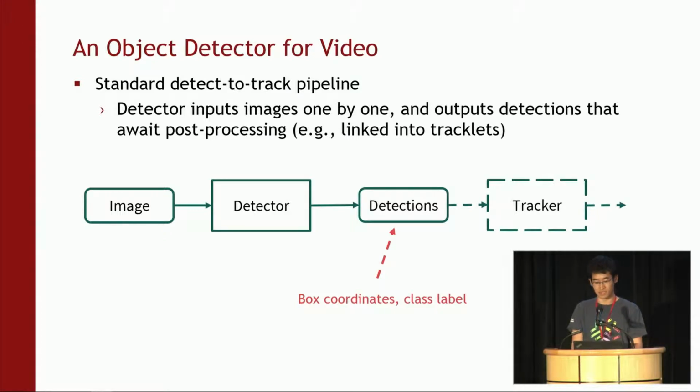And now we talk about the design of the CaTDet system. So first, we would like to start with a standard detect-to-track pipeline. In this pipeline, the detector takes images 1 by 1 and outputs the detections for each individual image. Here, a detection means the bounding box surrounding some physical object and the class label associated with it. And later, once the detections of multiple frames are ready, they are fed into some post-processing step, like a tracker, and the tracker links the detections into tracklets.